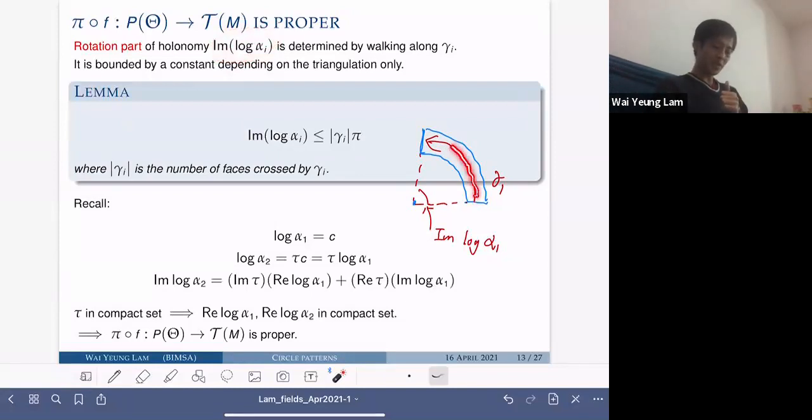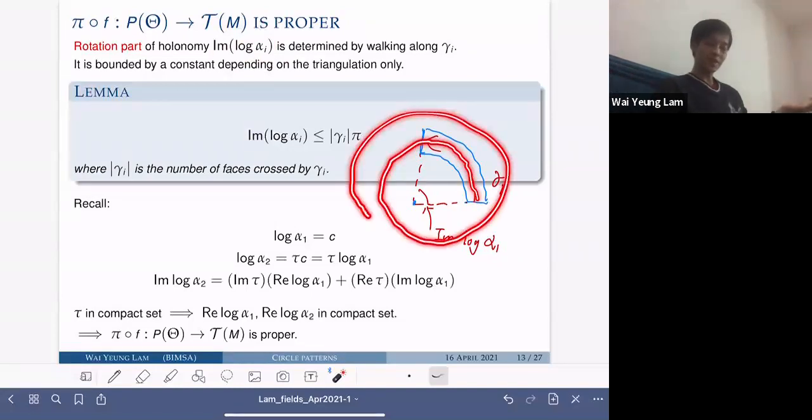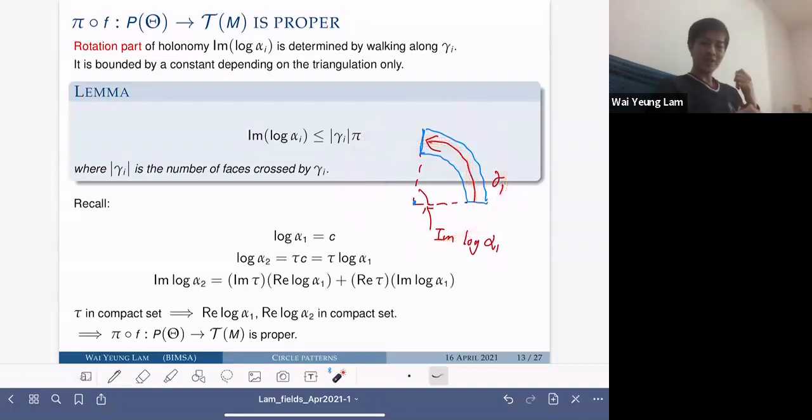So for example, if gamma 1 is like this, then I know that this number is smaller than 2 pi. If the image of gamma 1 is like this one, then I know that it is more than 2 pi. So by following this gamma 1, you really can tell what the imaginary part of the log of our alpha i is. There's no ambiguity about this 2 pi stuff. No. Okay.